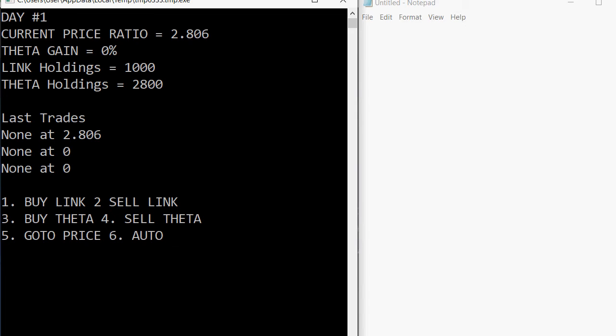So right off the bat, the ratio starts at 2.806, starting off with 1,000 Link and 2,800 Theta. So let's push 6 to wait for the first 25% move since that point. And it goes to day 13. And we see that Link has a gain of 27% against that of Theta.